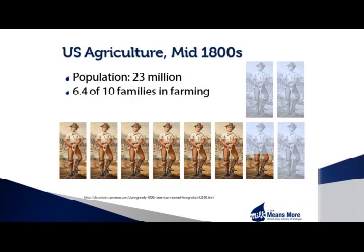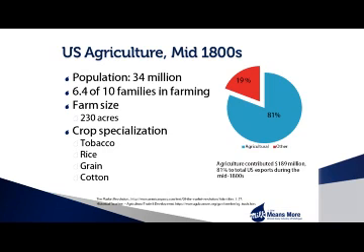By 1850, 64% of America's 23 million people were farmers. The number of farmers had dropped to 6.4 in 10 in just 6 decades. As the century progressed, farm size increased to an average of 230 acres. Farmers shifted from subsistence farming to raising crops for profit, specializing in marketable crops: tobacco, rice, and grain. By mid-century, cotton became the most important agricultural crop. 81% of U.S. exports were agricultural products.